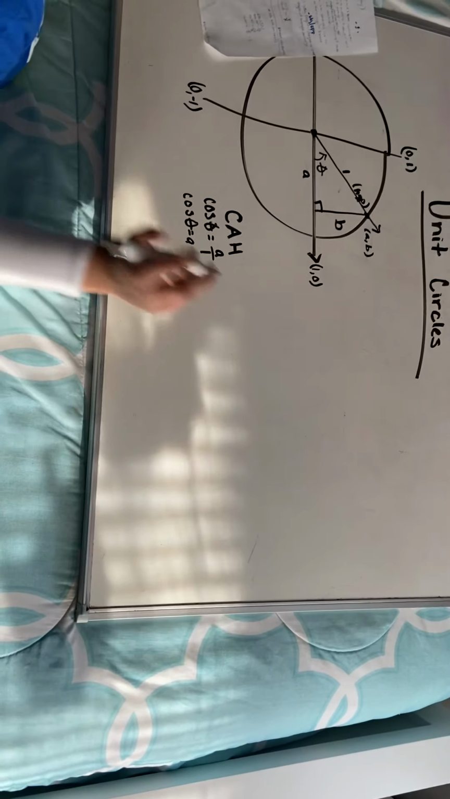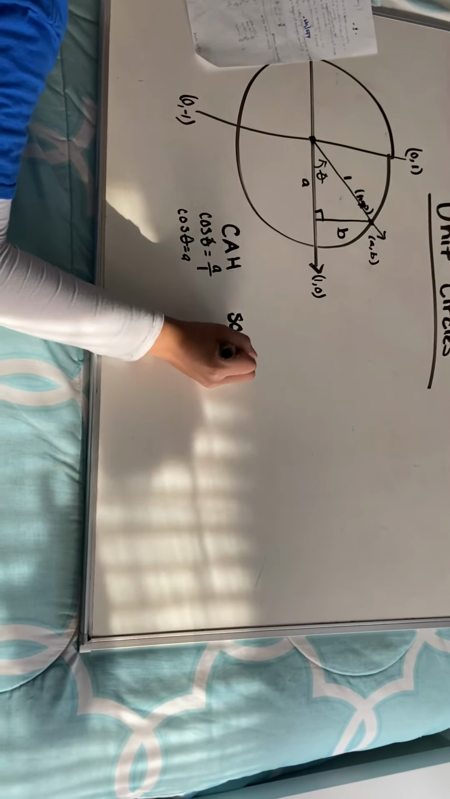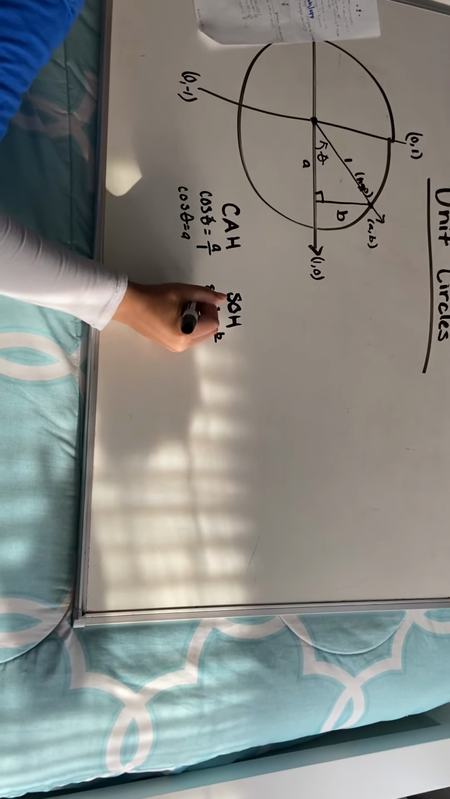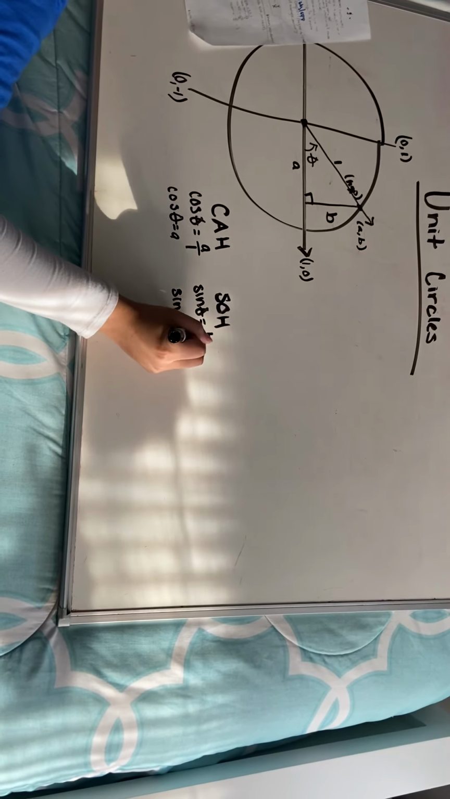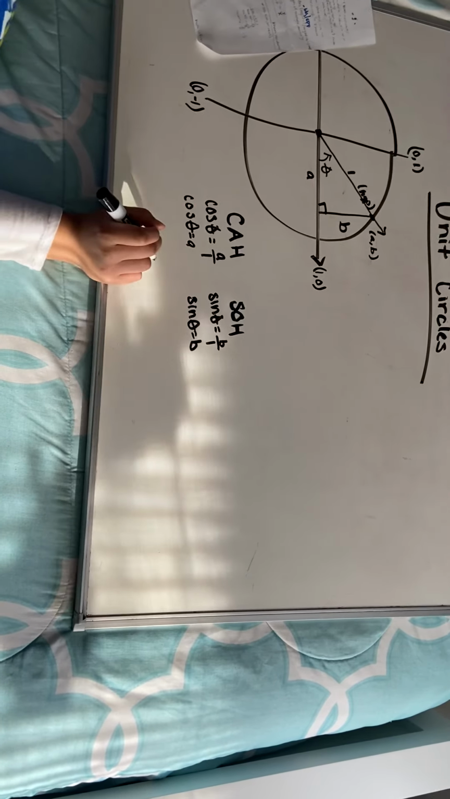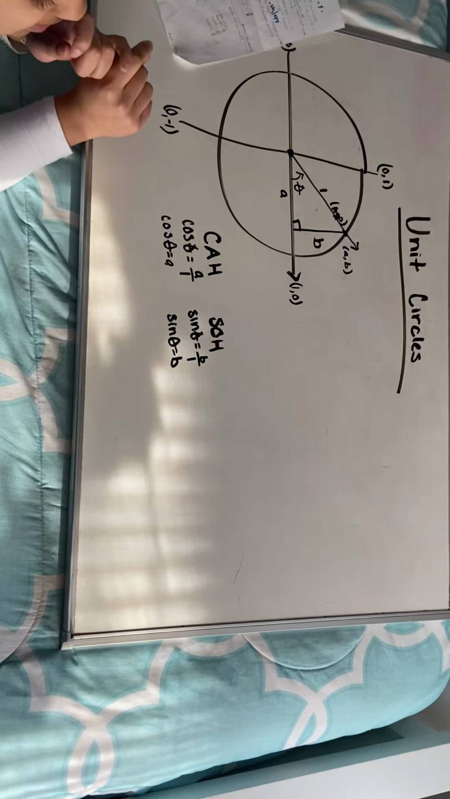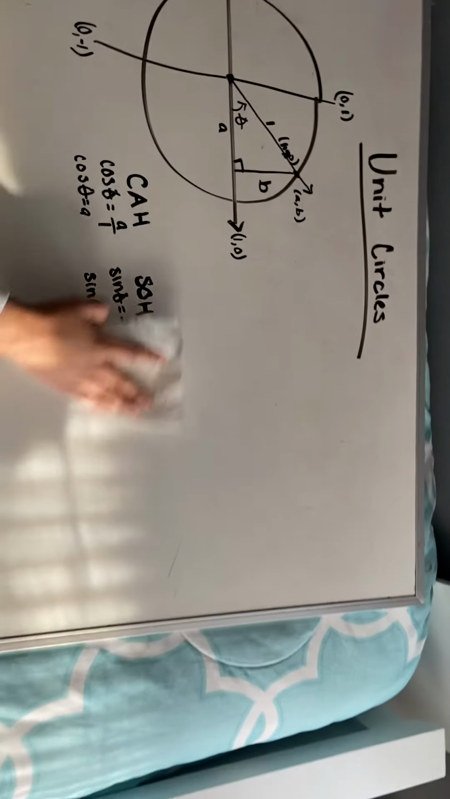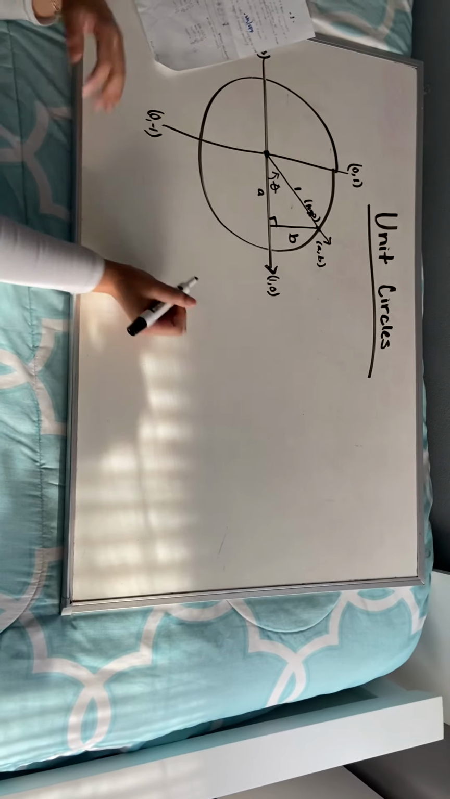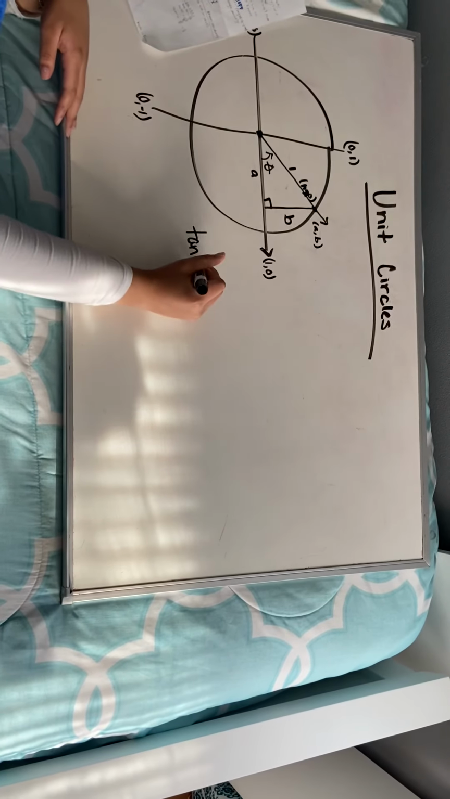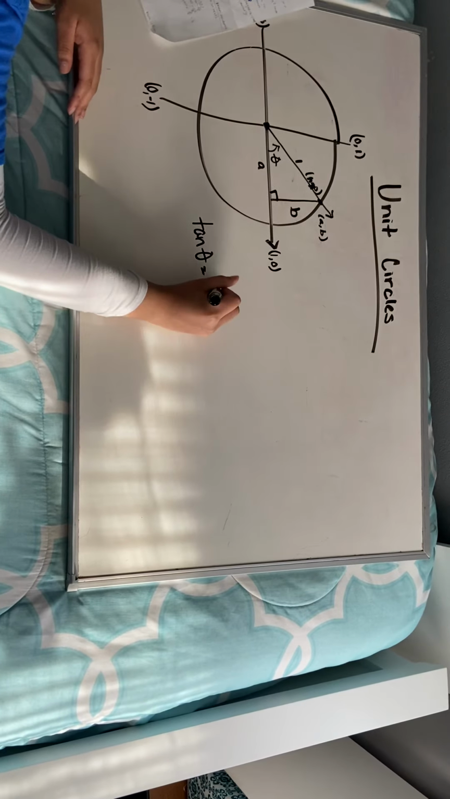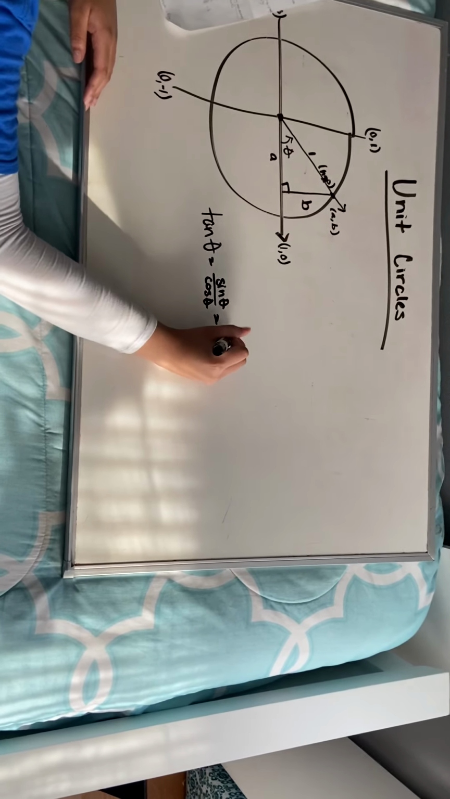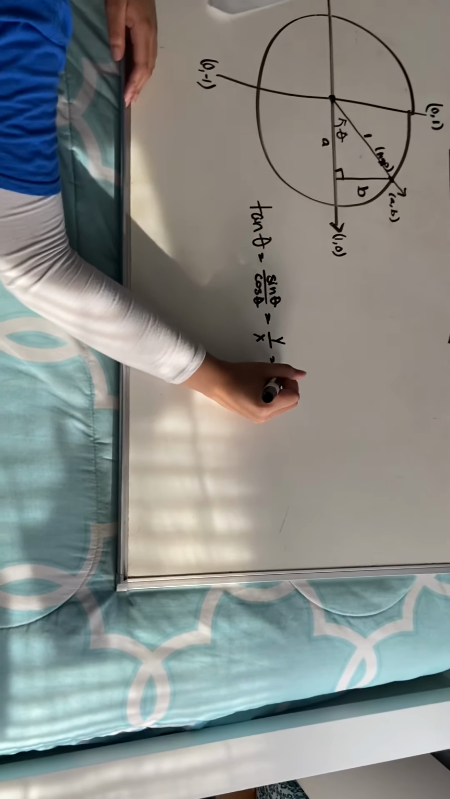And second, you have the sine that you have to do. So sine of theta equals b over 1. And sine of theta in this case is still b. So then, not all unit circles require the tangent from what I saw during my research, but the equation for tangent is tan of theta equals sine of theta over cosine of theta, which equals the y over x, which in this case is b over a.